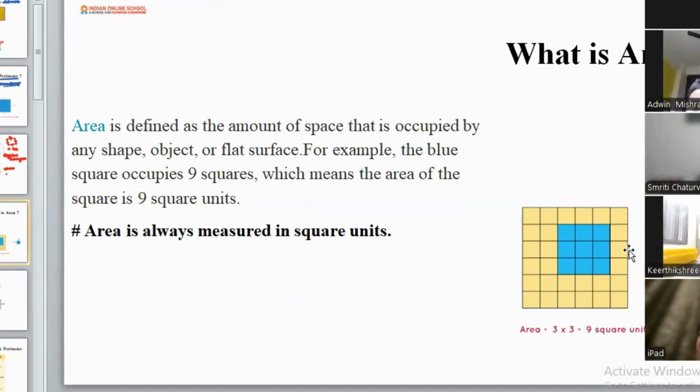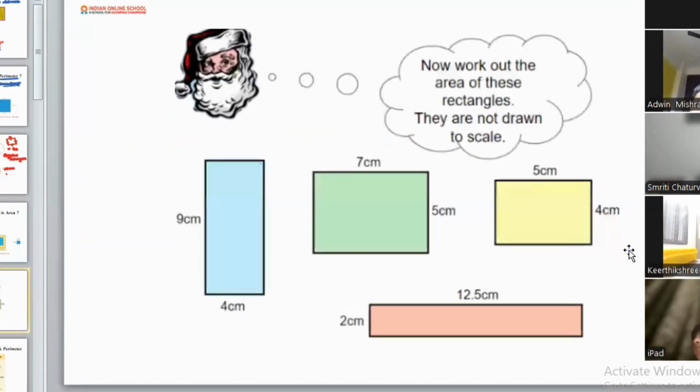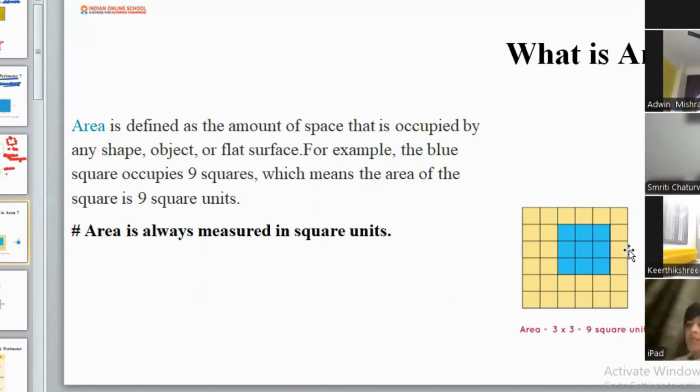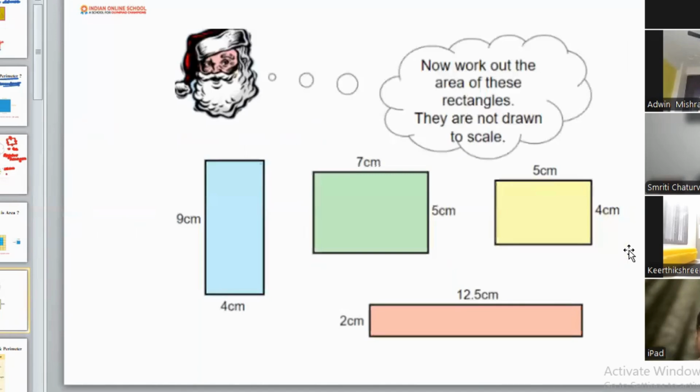Understood, everyone? To find area of a figure like a square, we multiply side into side, and to find the area of a rectangle, we multiply l into b. Absolutely correct. Okay, so now you know what is area. Area is the amount of the space that is occupied by any surface. For finding the area, we need to multiply length with breadth. That is known as area.